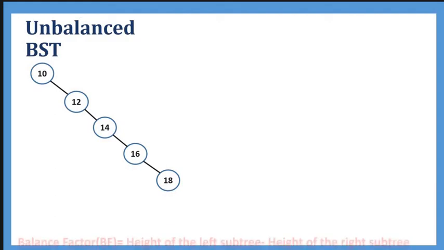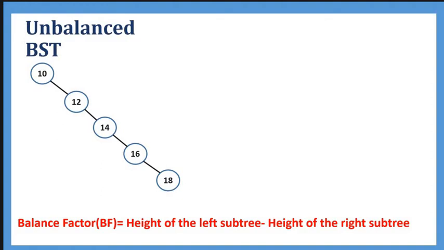How can you say it is an unbalanced tree? By using a balance factor. The balance factor is the height of the left subtree minus the height of the right subtree. For every node, you have to calculate the balance factor. Balance factor of 10 is 0 minus 4, because there is no left subtree, so it is 0, and the right subtree height is 4. So 0 minus 4 is minus 4. Balance factor of 12 is minus 3, balance factor of 14 is minus 2, balance factor of 16 is minus 1 and balance factor of 18 is 0.